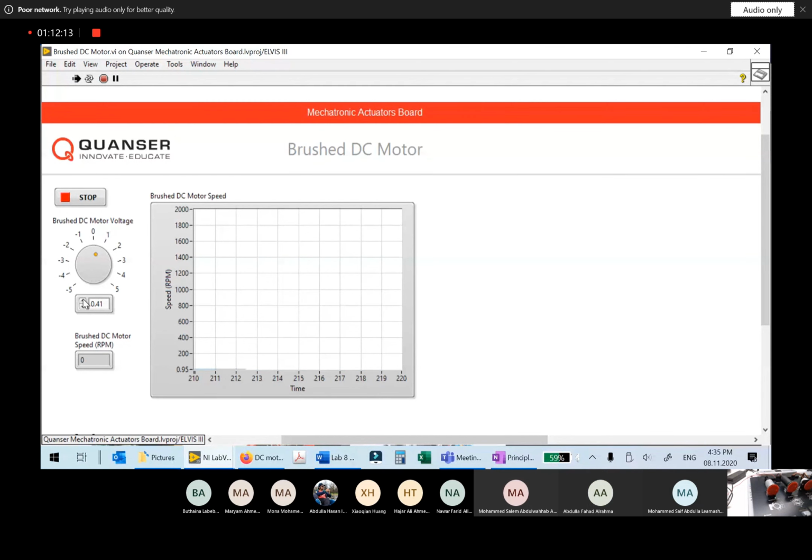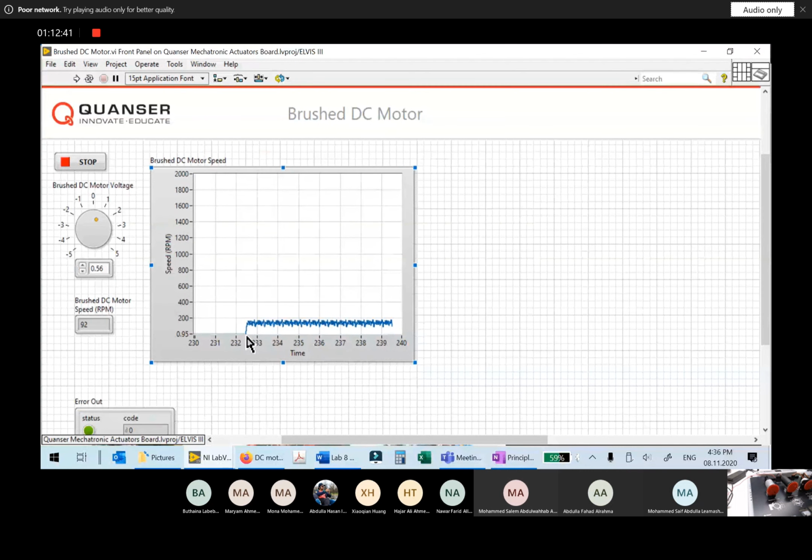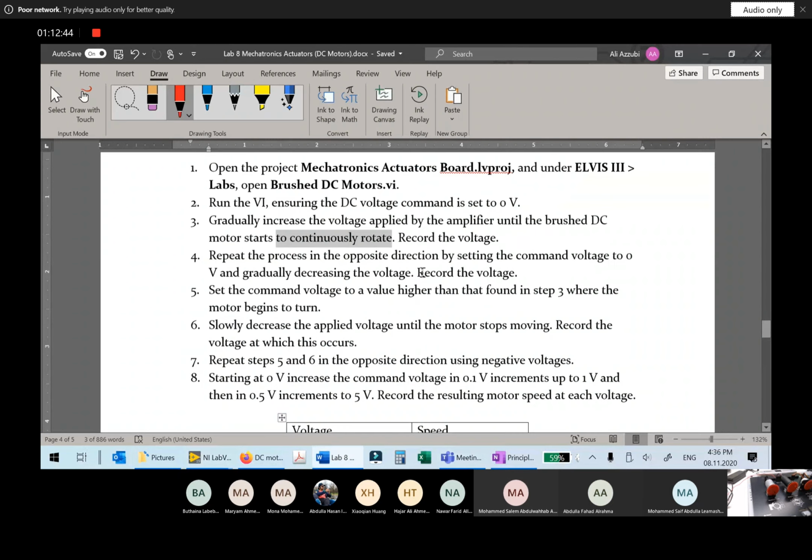0.4, still nothing. I'm giving half a volt, but it's not rotating. Exactly half, but nothing. Keep increasing. Okay, it started to rotate at 0.56 volts. You see, it was instant. Suddenly I see a motion. So it tells us to record this voltage. Let's call it V0 equals 0.56 volts. Can you record this on your side as well?